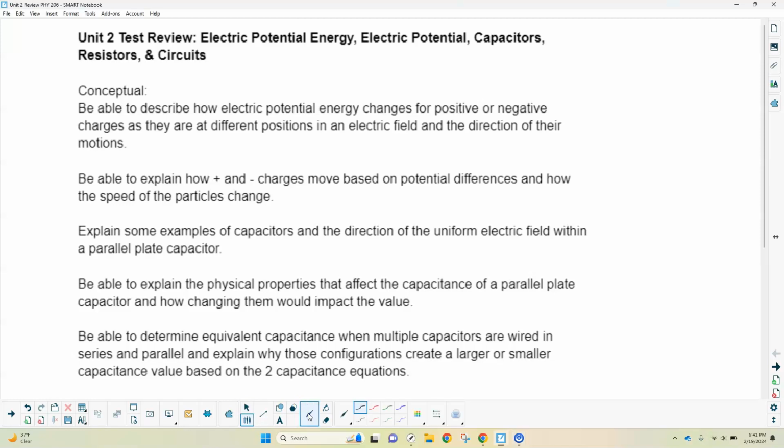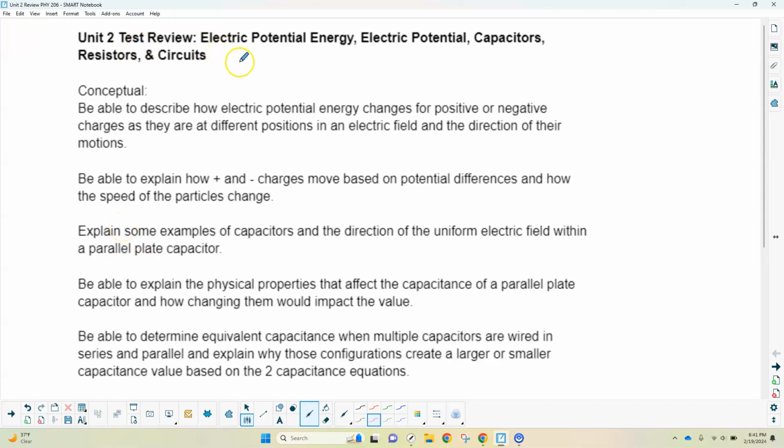Hello guys, so this is the Unit 2 test review, and I'm just going to go through the ideas that are on the test here, on this review. I'm going to try to do this as quickly as possible because I don't want the video to get too long, so I apologize if it does get a little longer at the end. But the idea here is that this is to prep you for the Unit 2 test.